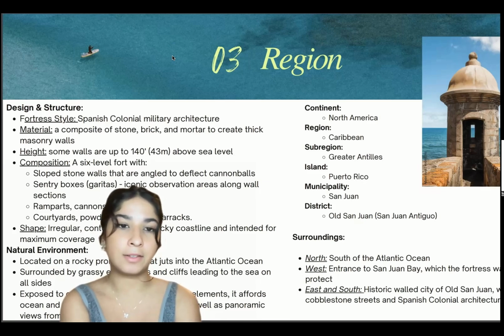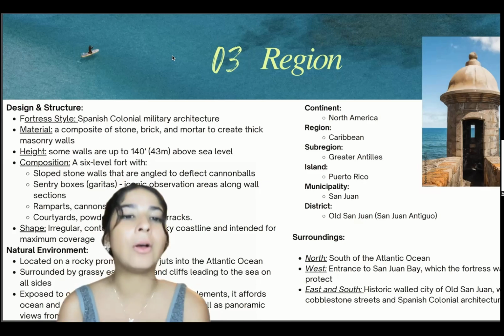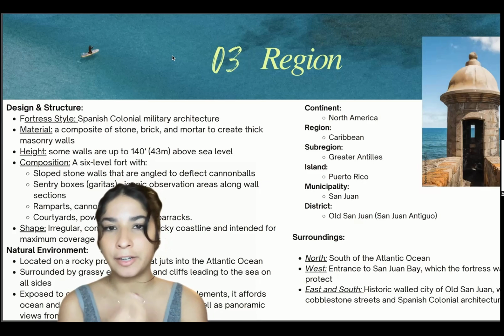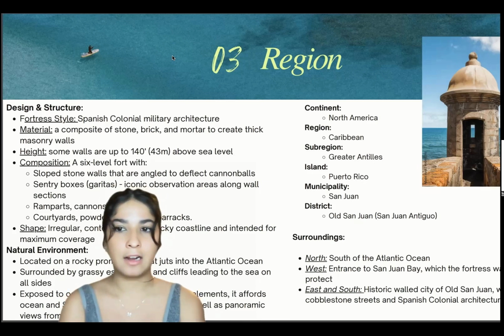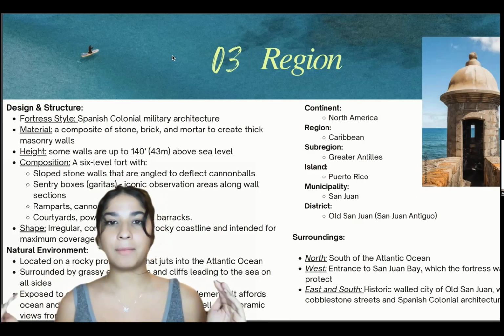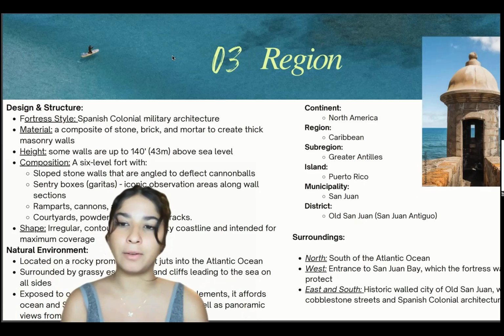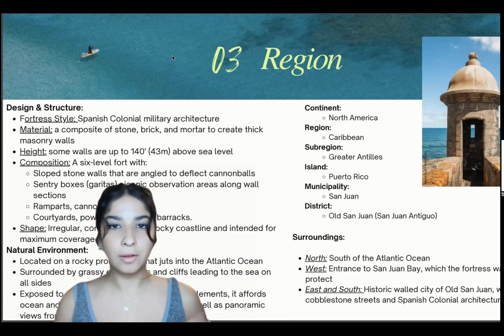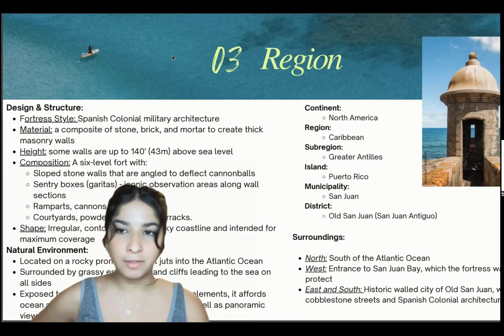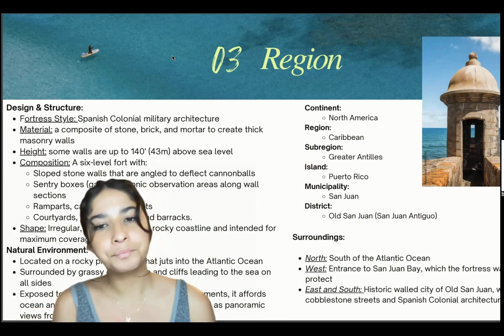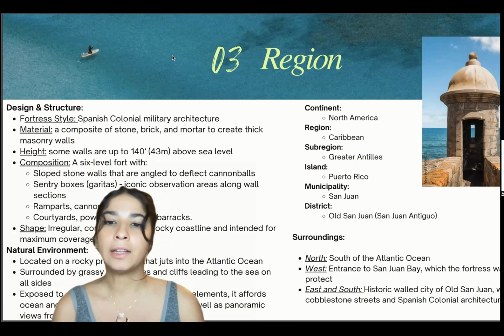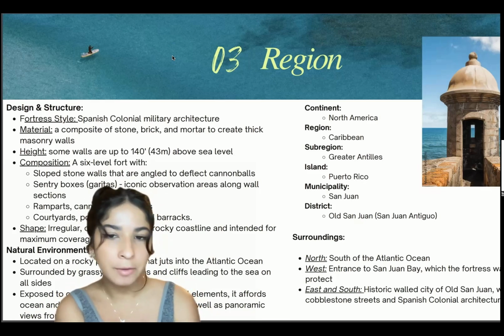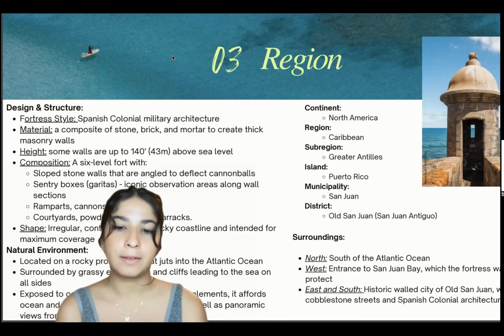Since it was a strategic Spanish colonial military base, they needed to be able to see from every single angle if there were enemies coming. So all you can see is just beautiful ocean and panoramic views throughout. It is in North America and the Caribbean. It's in Puerto Rico, Old San Juan to be specific.